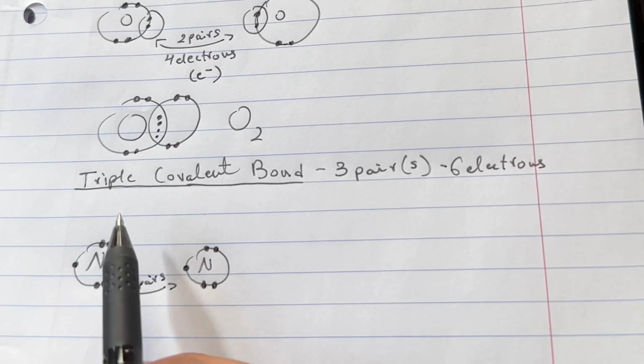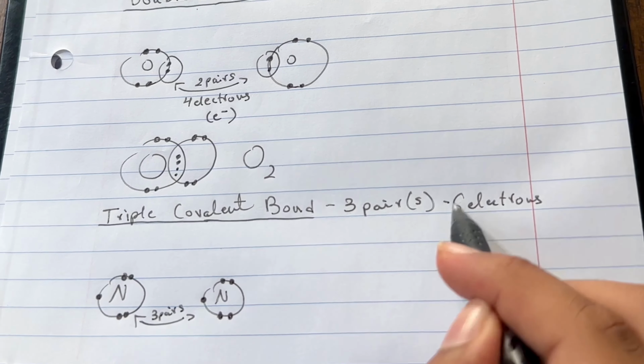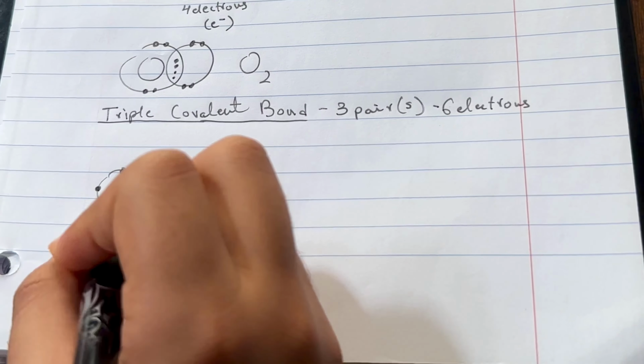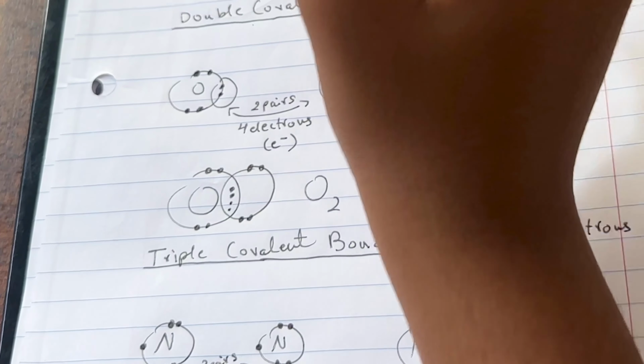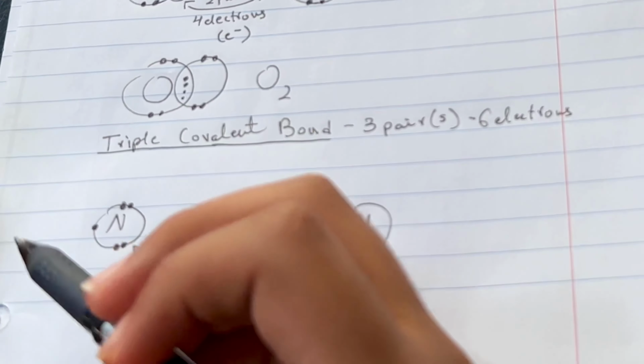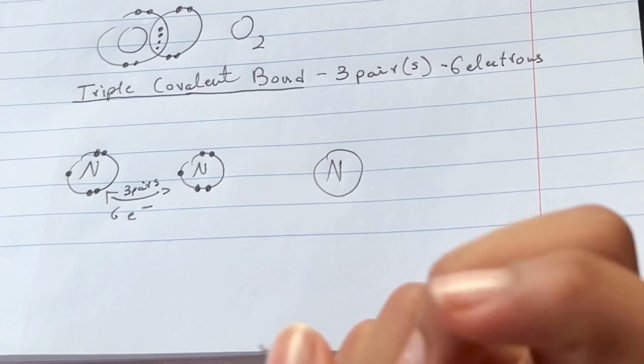So we're going to be talking about the triple covalent bond. This shares 3 pairs of electrons, or 6 electrons in total. So let's look at the example, nitrogen. Nitrogen has 5 valence electrons, and you can see over here I only put the valence electrons, not actually the electrons located inside of it, okay? So don't get confused over that, okay?